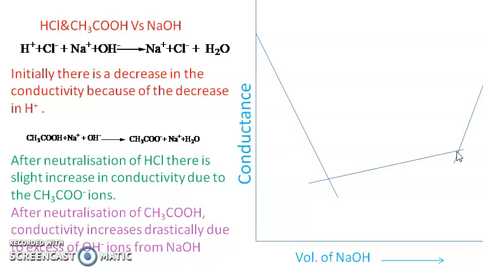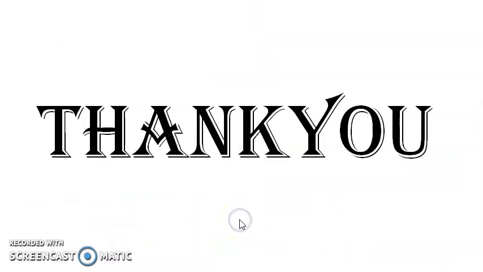Now when you extrapolate and take the intersection point of the first two arms, you get the volume of NaOH required to neutralize HCl. Then the difference between the first intersection point and the second intersection point will give us the volume of NaOH required to neutralize the acetic acid. So from the first extrapolation to the second extrapolation will be the volume of NaOH required to neutralize the given acetic acid. So this will be the pattern for the titration of a mixture of acids against a strong base.